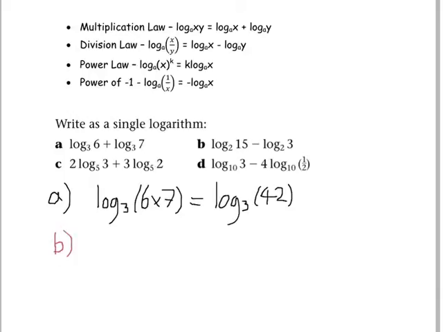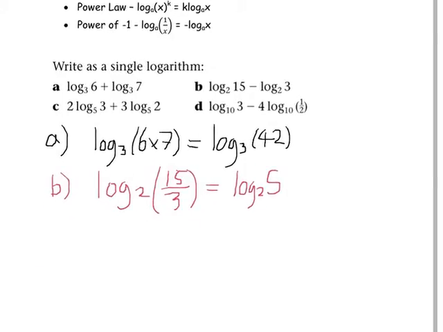Question B, log to the base 2 of 15 minus log to the base 2 of 3. Well, here, because it's a minus, that refers to the division law, so you can put them over one single logarithm to the base 2 of 15 over 3, where 15 over 3 is 5, so log to the base 2 of 5.